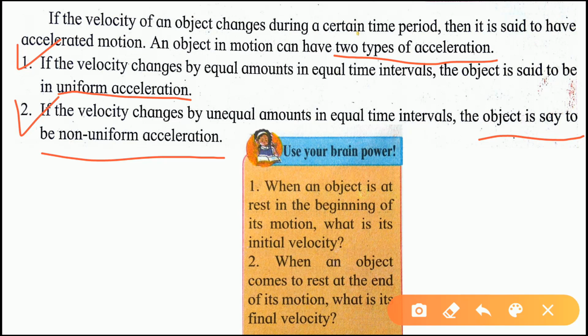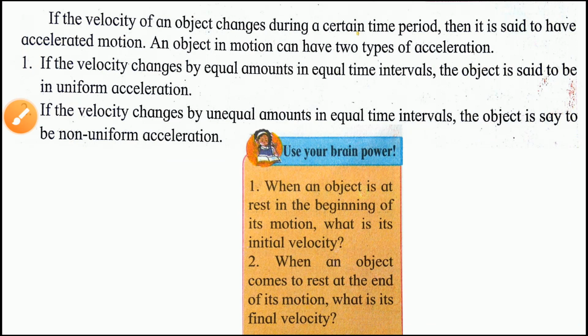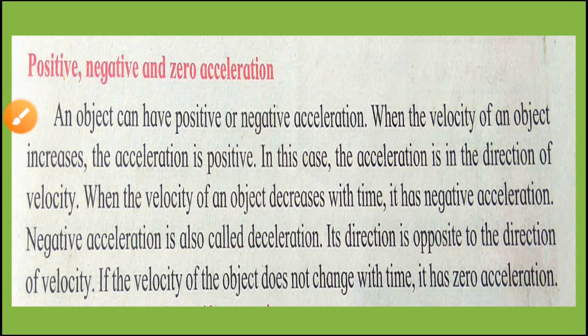I hope all of you have understood what is meant by acceleration, and that an object in motion can have two types of acceleration. Then our next topic is positive, negative and zero acceleration. An object can have a positive or a negative acceleration.